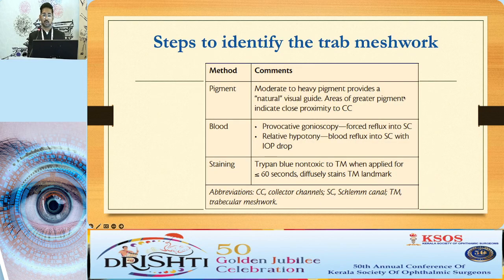Just a few tips to identify the trab meshwork. Look at the pigmentation of the trabecular meshwork, if it is a PDS case, a PXF glaucoma, or post-traumatic. Then you can actually do a provocative gonioscopy by inducing hypotony and causing reflux of blood into the Schlemm's canal and see where the trabecular meshwork is. Also, by staining the trabecular meshwork with trypan blue, you can identify the trab meshwork in less pigmented trabecular meshworks.